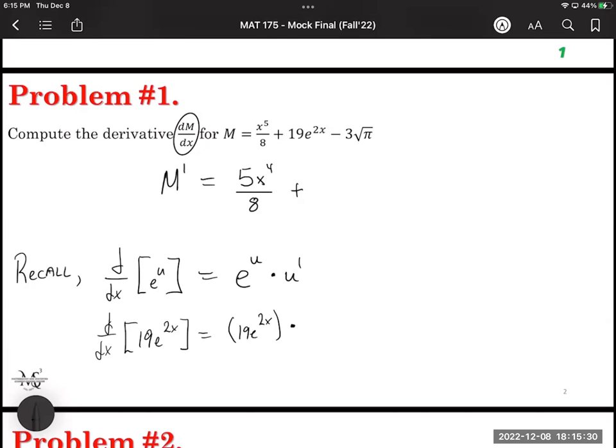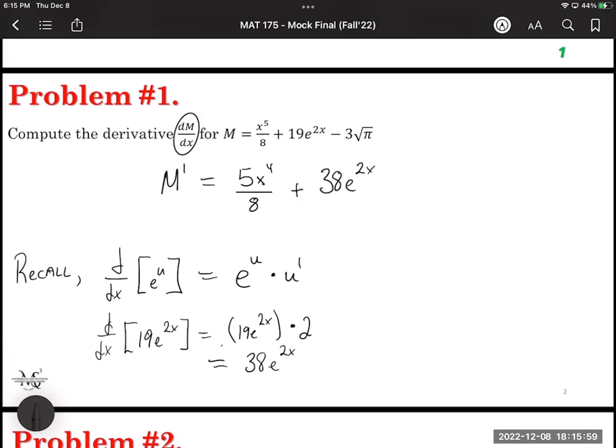So what is the derivative of 2x? It's 2. And now you can combine this. 19 times 2 is what? 38. So you get 38e to the power of 2x. So the derivative of 19e to the 2x would be 38e to the power of 2x.